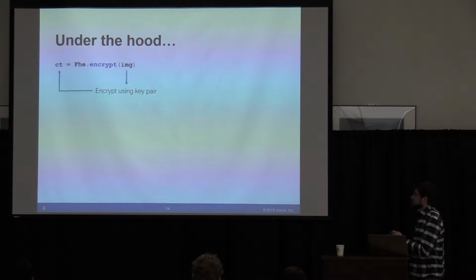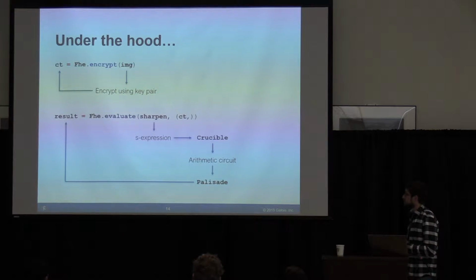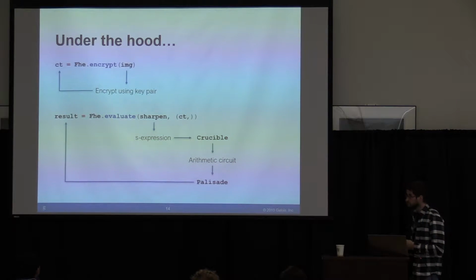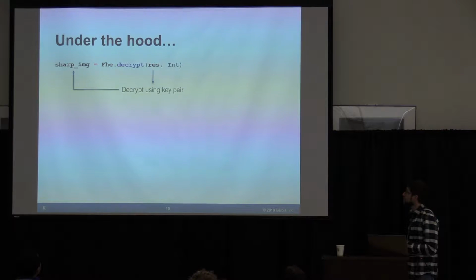Encryption is pretty straightforward. For evaluation, we can do the same thing as keygen, except here we're feeding, there should be an error here, but we're feeding the actual ciphertext into Palisade to actually do the computation. And decryption is as you would expect.